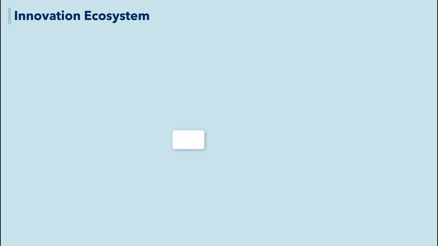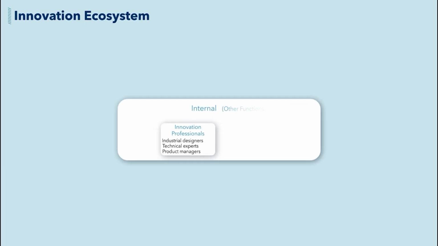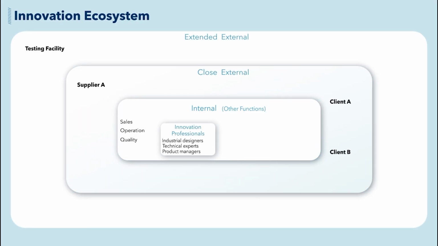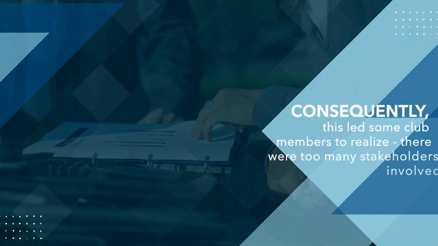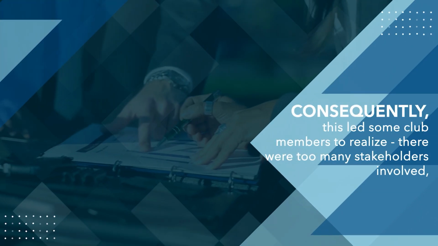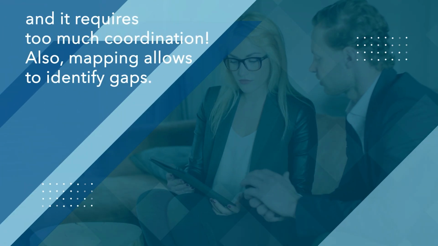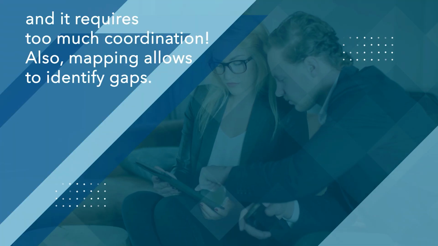During steps 1 and 2, the mapping serves as a key tool that aids team members to recognize who is part of the ecosystem. It is designed to better understand the relationships and dependencies of organizations involved. Consequently, this led some club members to realize there were too many stakeholders involved and it requires too much coordination. Also, mapping allows to identify gaps.